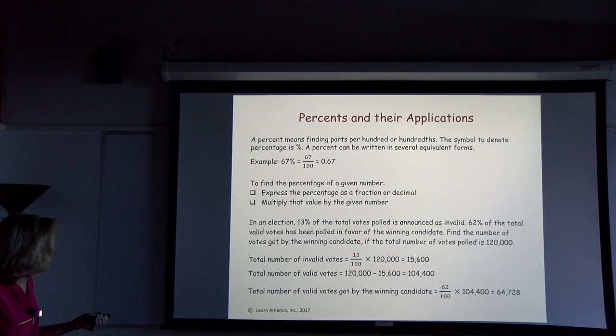So I want 13%, which is 13 over 100, times the total number of votes, which is 120,000. To find the number of valid votes, I could simply subtract that to get 104,400.